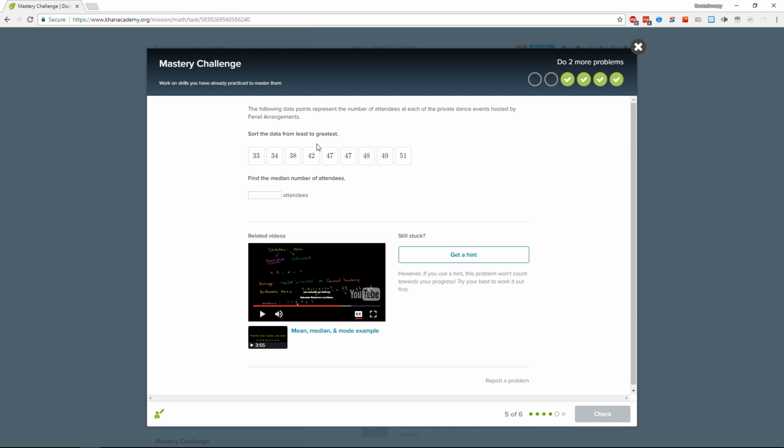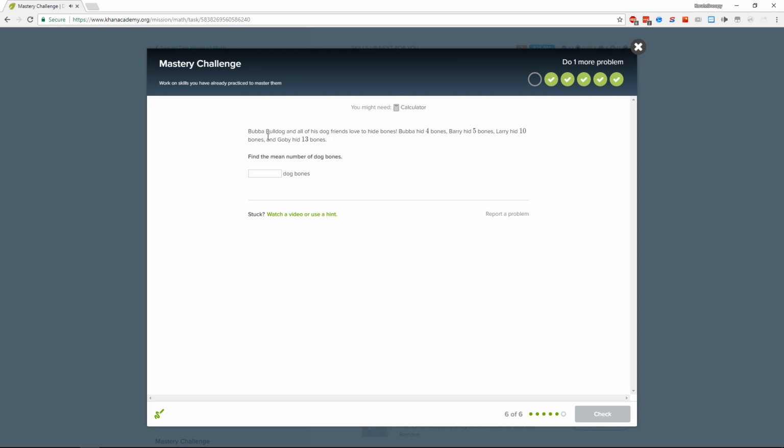I think it's 47. So I have 4 on each side. 47. Find the median number.